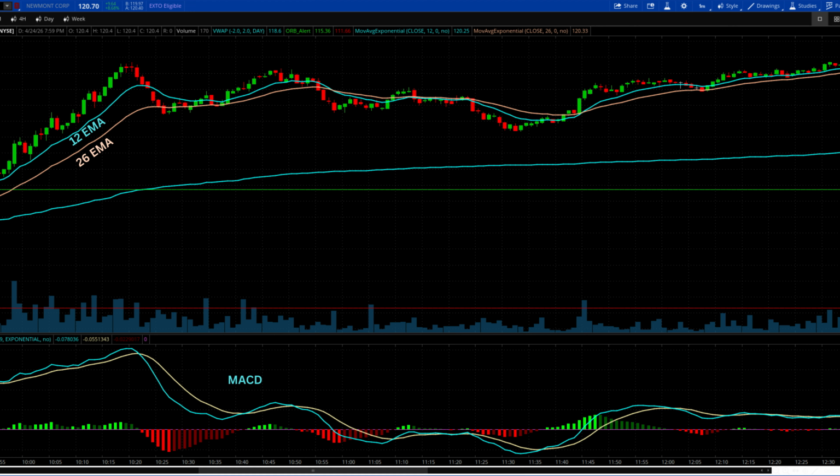Implementation tips. While the standard settings are 12, 26, 9, many active traders adjust these periods to fit specific strategies, such as scalping or swing trading. Because MACD is based on moving averages, it is a lagging indicator, meaning it follows the price rather than predicting it. It is often most effective when paired with a leading indicator like the Relative Strength Index, RSI, or used to confirm breakouts from support and resistance levels.